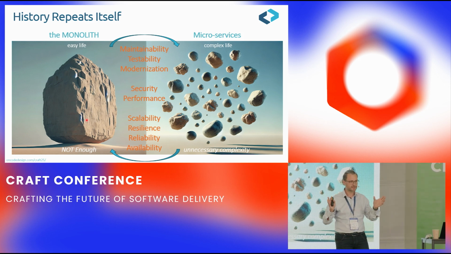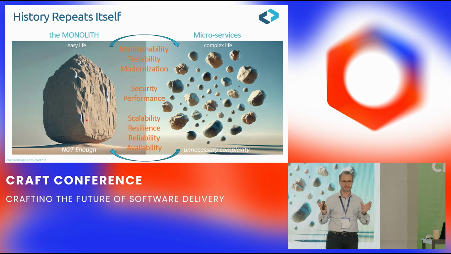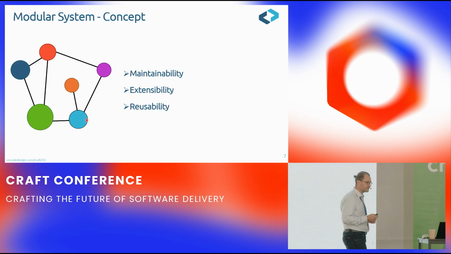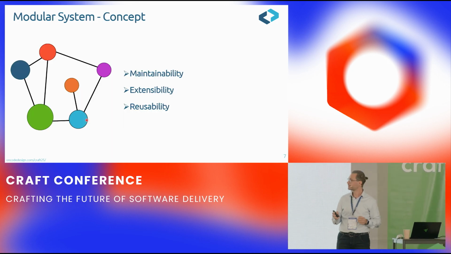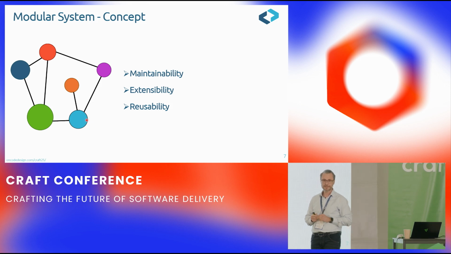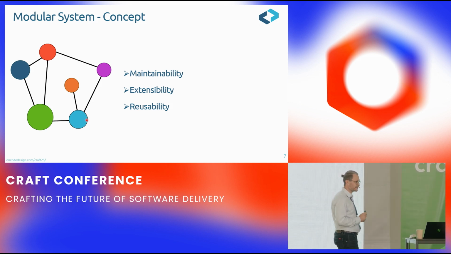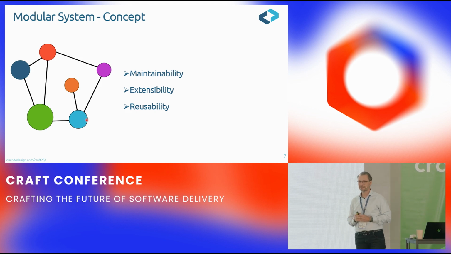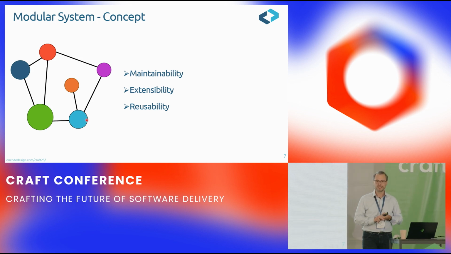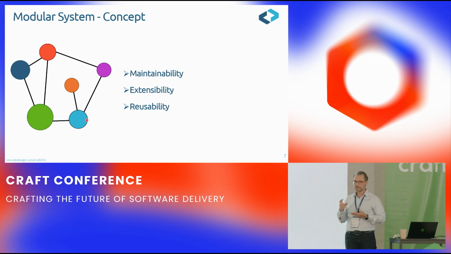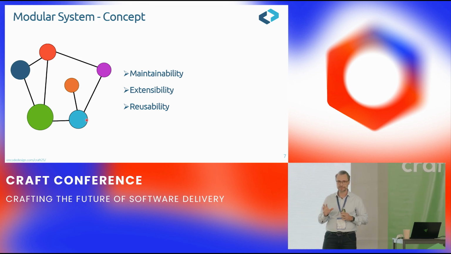Microservices or monoliths is not the right question to ask. What I think you all want to build is a modular system. This is what all the developers want to have, a modular system. Why? Because a modular system has these three attributes: maintainability, extensibility, and reusability. And it turns out that these three things come together. You cannot have one without the other.